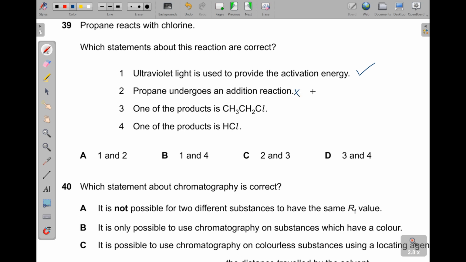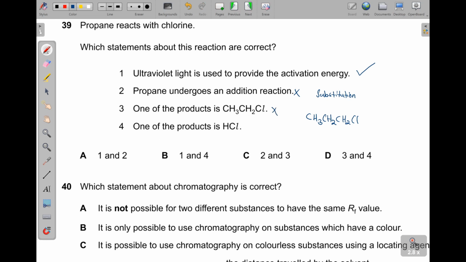No, it is substitution. That's why I said free radical substitution. Okay, it undergoes substitution because you're going to form, let's say, CH2, CH2Cl. So one hydrogen has been substituted by a chlorine. So you will get 1-chloropropane. You see, one of the products is this one. No, it is not this one because it has now two carbon atoms, and yet chlorine has 3. You see, so this one has to be off.